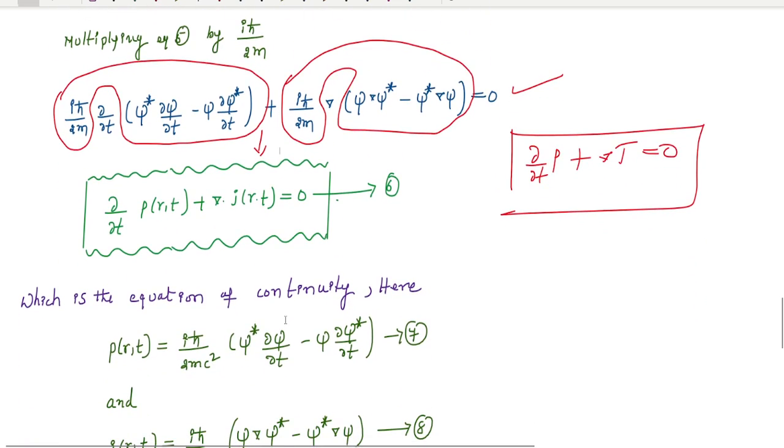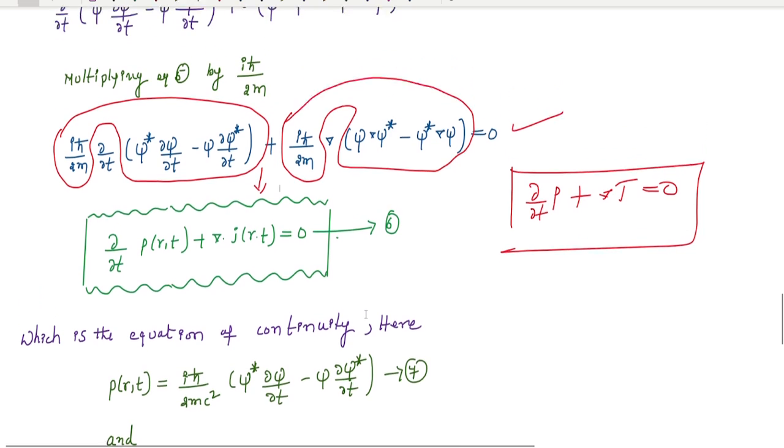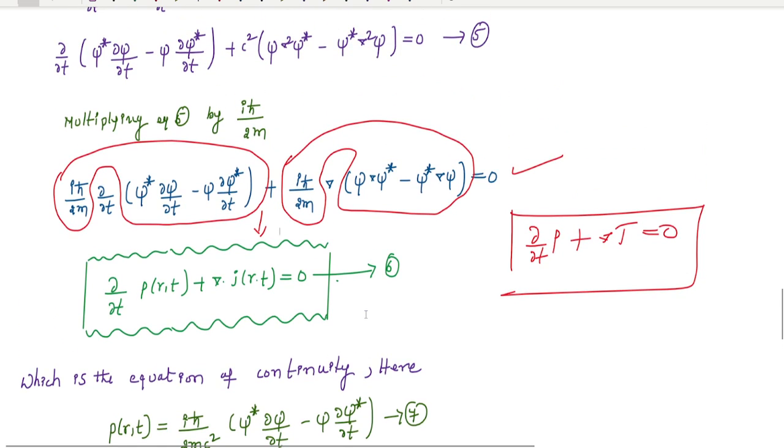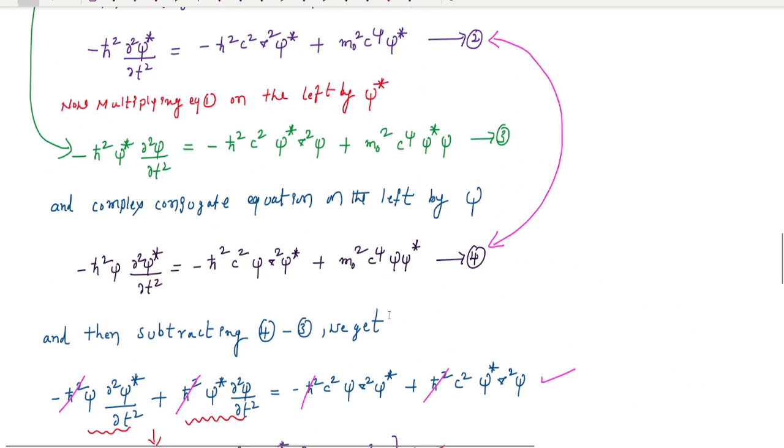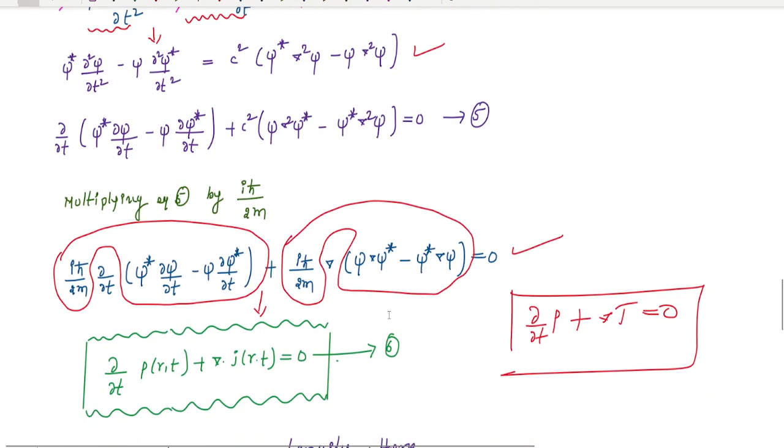So this is the way to derive the continuity equation from the relativistic equation. We should follow the same steps to derive the continuity equation from the Dirac relativistic equation also. If you follow these 4 steps, you will get the continuity equation from both the Dirac relativistic equation and Schrodinger's relativistic equation.